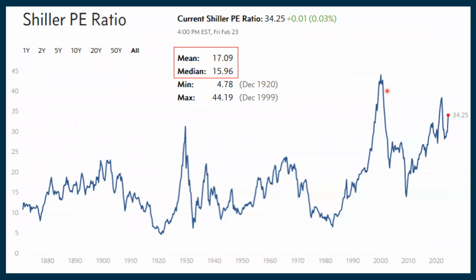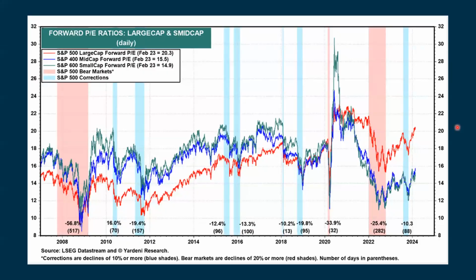We can look at another measurement here in the middle called the median and the mean. The median is just under 16, with the mean being just a little bit over 17. The current reading is 34.25, so we're more than double what we normally would be. But at the same time, the market can go like this for a long time. We've been overvalued now for quite some time. The market doesn't use that, though.